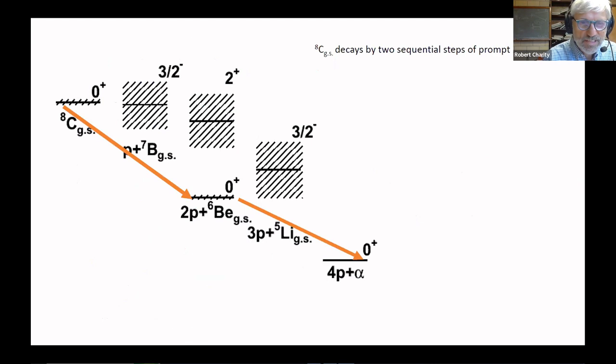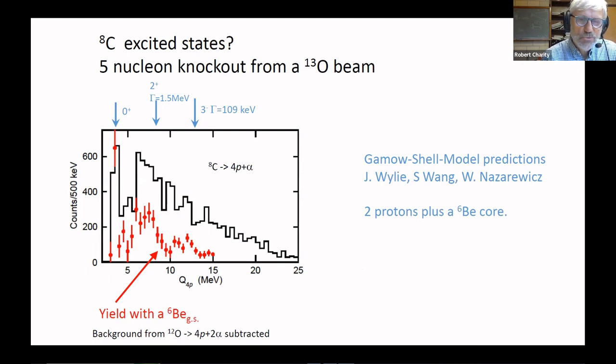Also, based on this idea, we could wonder, does the 2 plus decay through the beryllium-6? So we could gate on having a beryllium-6 in the decay. That is useful because this oxygen-12 state doesn't decay so much to the beryllium-6 ground state, so the background subtraction is much less. But anyway, this is the spectrum we get. And both spectra show a broad peak around here.